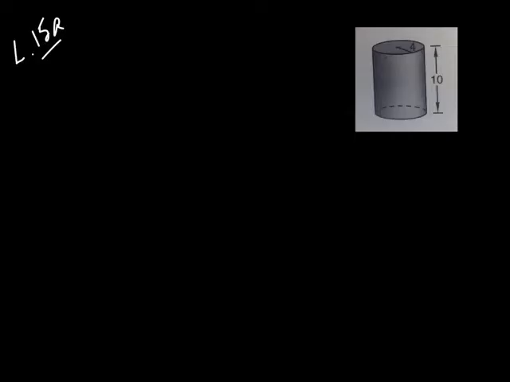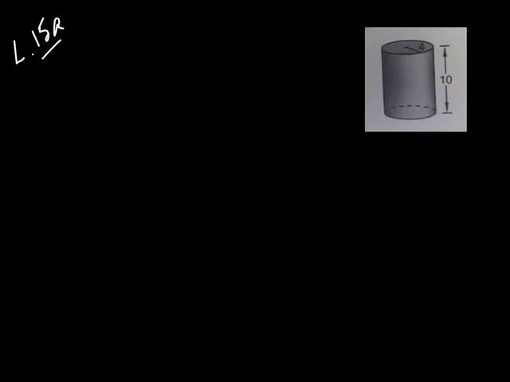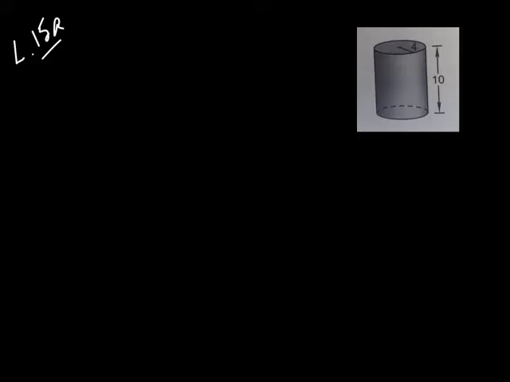So let's see, example 15.3 says we have a right circular cylinder, and again it's right because it's a 90-degree angle with my bottom there. Alright, so we have a right circular cylinder. It has a radius of 4 and a height of 10. Find the surface area of the right circular cylinder.